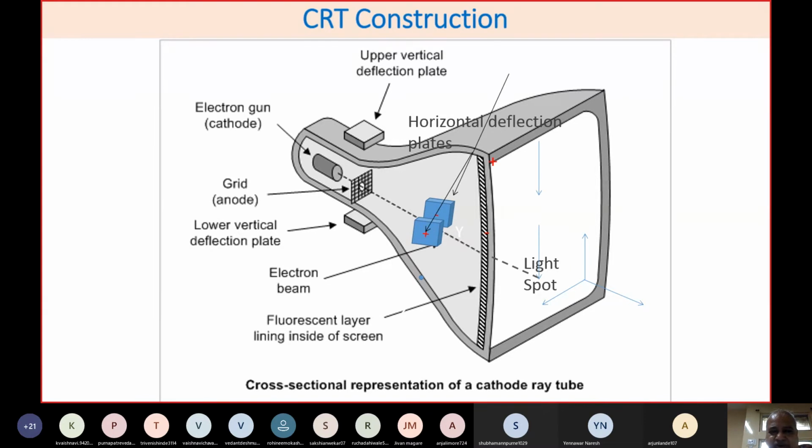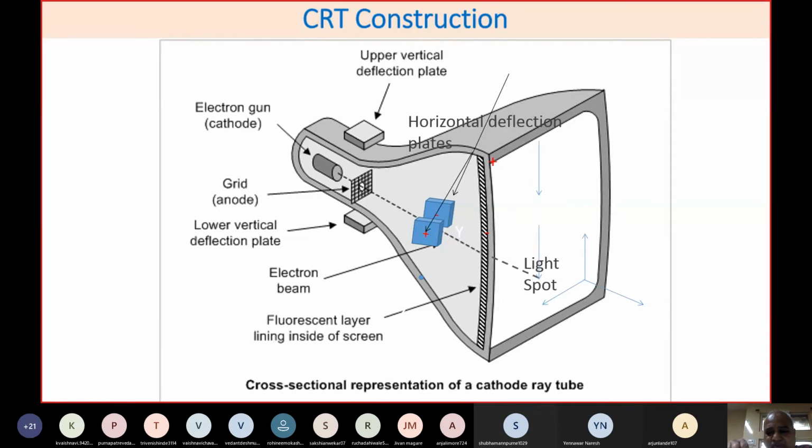Just to continue with this, in cathode ray tube construction you have one electron gun, that is the cathode. One signal is given to this cathode. Based on the intensity of the signal applied to the cathode, the cathode generates electrons. Those electrons are emitted from the cathode, then accelerated by a grid and a high voltage towards the anode, and a sharp beam is formed.